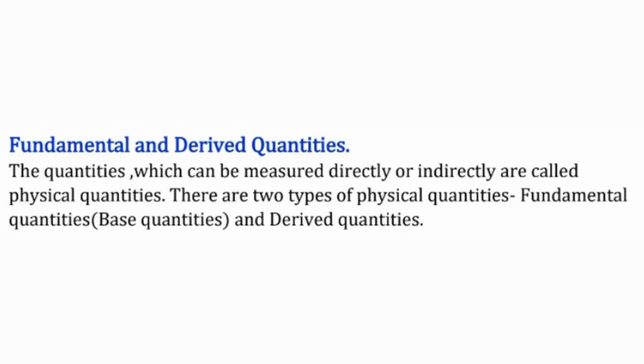There are two types of physical quantities, that is fundamental and derived quantities. So first of all, what is a physical quantity? Physical quantity means that we will use always, right? The quantities which can be measured directly or indirectly are called physical quantities, and those quantities are divided into two, that is base quantities and derived quantities.